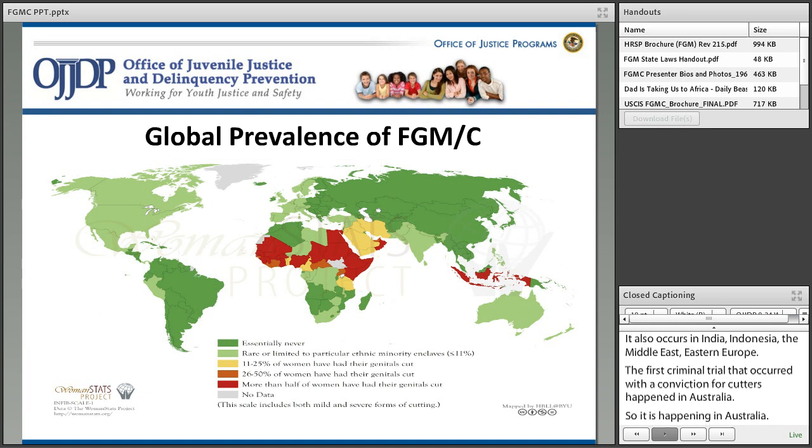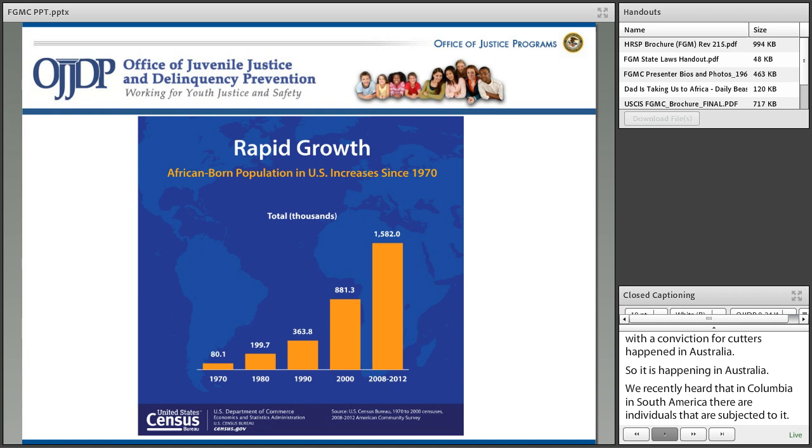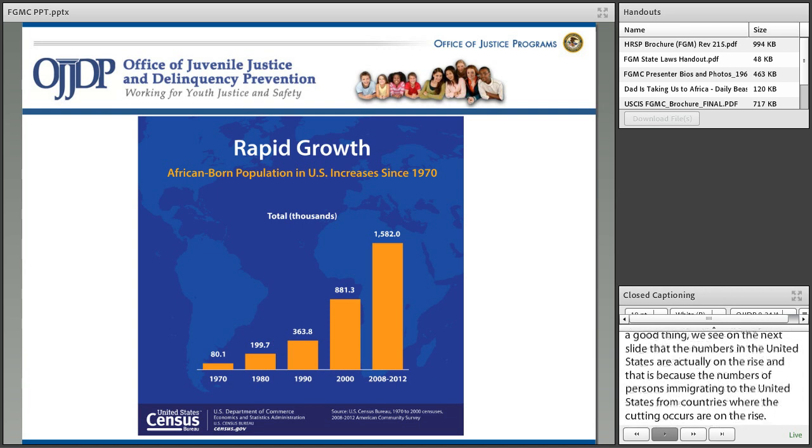So it clearly is worldwide, and even though the numbers are decreasing in prevalence worldwide, which is a good thing, we see on the next slide that the numbers in the United States are actually on the rise. That's because the numbers of persons immigrating to the United States from countries where the cutting occurs are on the increase. So worldwide the numbers are going down, but the numbers of women and girls at risk in the U.S. are on the increase, which is another reason why it's important for you to understand what FGM is and how it impacts the United States.